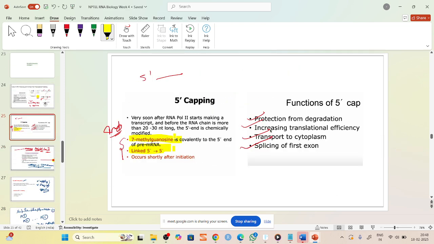Then we talked about 5 prime capping. What is 5 prime capping? 7 methyl guanosine is added and there is a 5 prime linkage. These 2 points which are highlighted are important. And how about the functions of this 5 prime cap? It protects the mRNA from degradation, increases the translational efficiency, helps in the transport to the cytoplasm and splicing of the first exon.